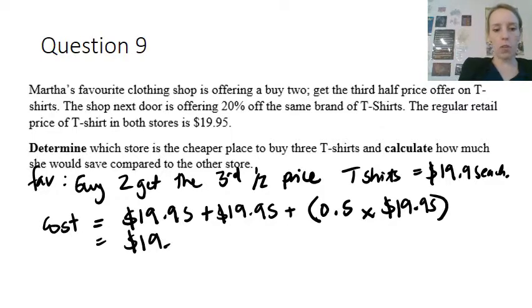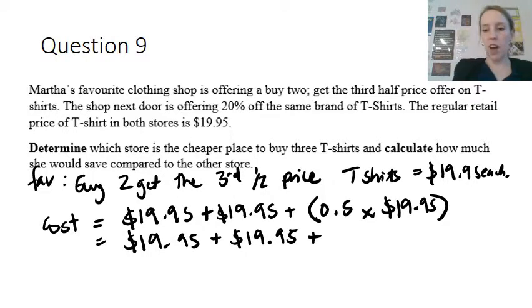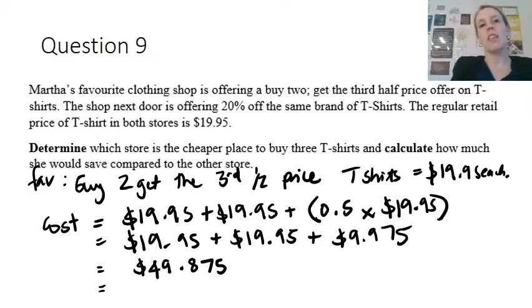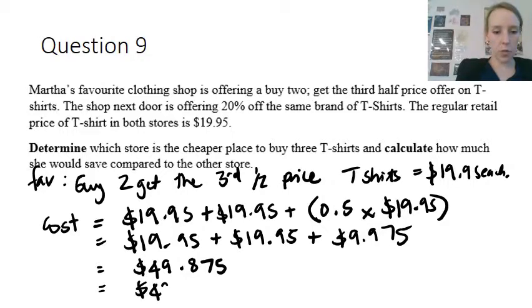So using my order of operations, I'll do my brackets first. So 0.5 times $19.95 is $9.97. I'll go to 3 decimal places there. So $9.97.5 cents. So if I add all those together, I get a total price of $49.87.5 cents. I'll round to the nearest full cent because obviously you can't have half a cent. So that's $49.89. No, 88. It's terrible maths. 88. So $49.88 would be the cost at her favourite store.